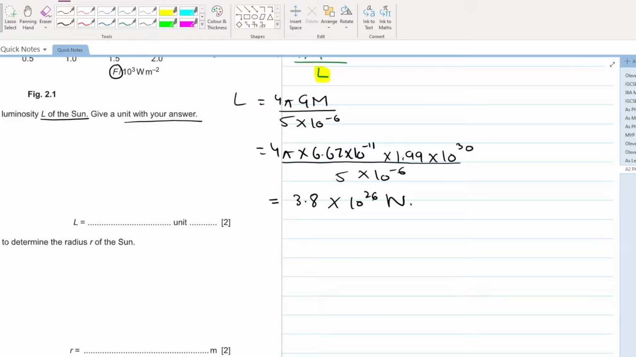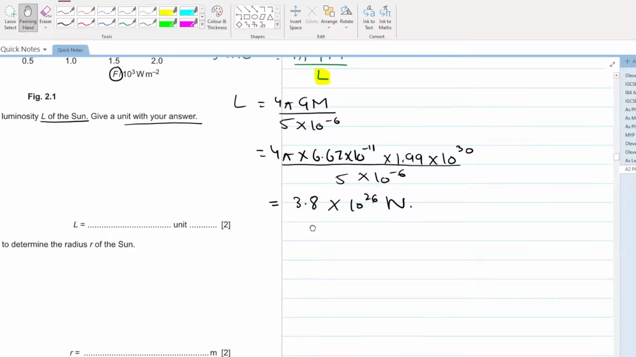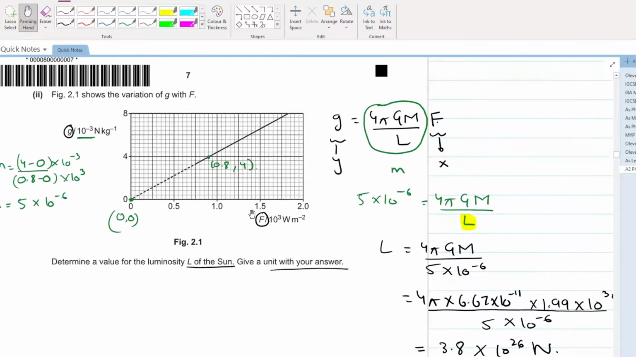3.3 into 10 raised to the power of 26 is coming for some reason. I think we have made an error in the gradient. Up there it is 10 raised to the power of minus 3. In the denominator, what do we have?